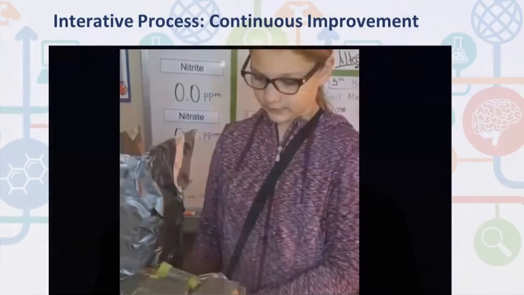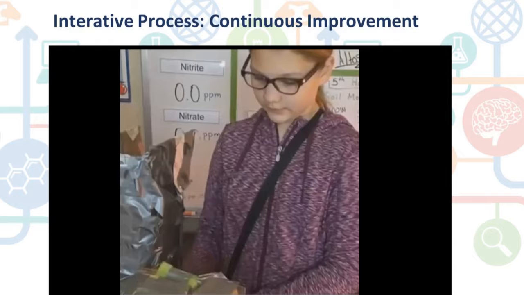This gets at the heart of the engineering design cycle. It's the iterative process where students test their design based on their criteria and then work to improve their design. In this interview, you'll see students reflecting on their process of creating a prototype and then modifying that prototype based on data that they've collected.